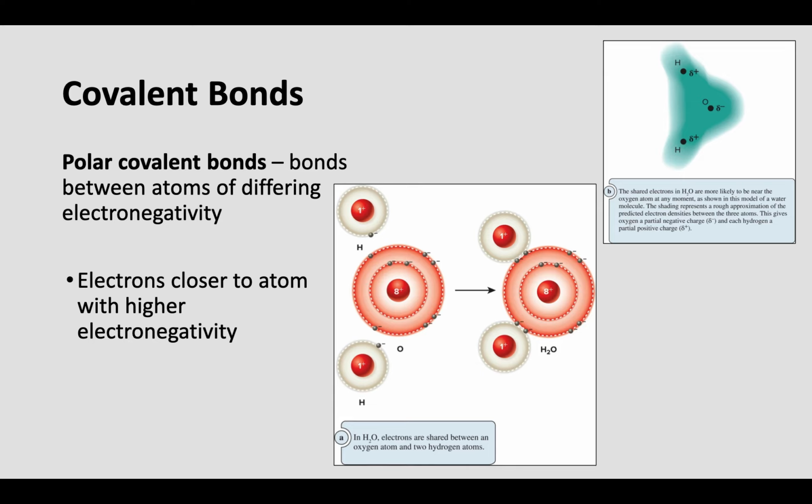All right, so this is bonds between two atoms with different electronegativities. And we talked about water here. Here's our image of water. All right, so when we are making a water molecule, we are binding 2 hydrogens with 1 oxygen. All right, so we have our covalent bonds here. Now, because of those differing electronegativities, those electrons are more likely to be closer to the oxygen at any given moment. And that's kind of represented in this picture up in the corner here.